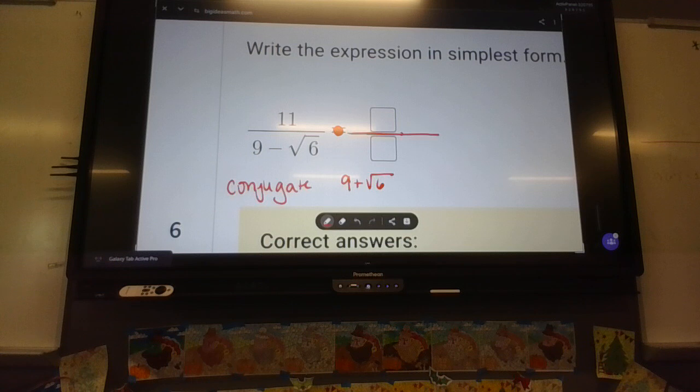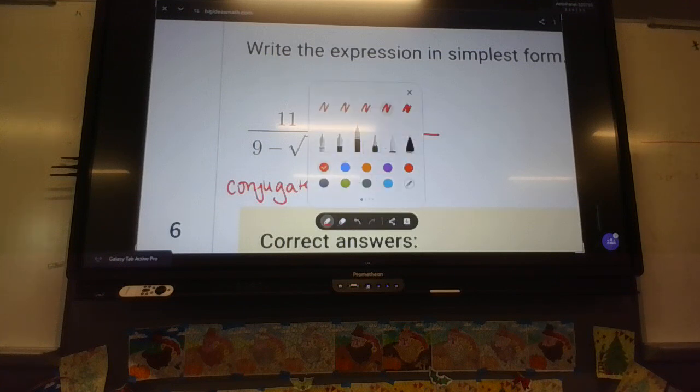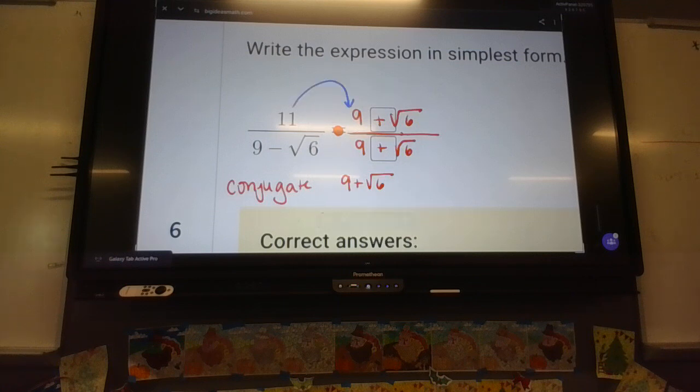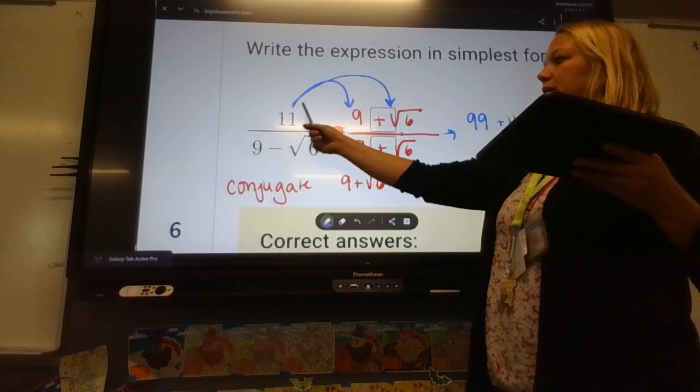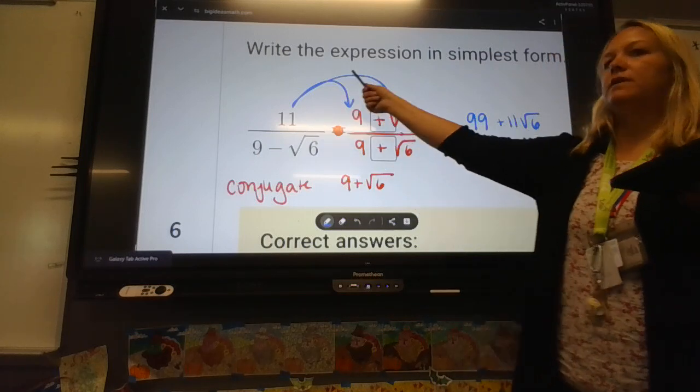Big fraction, 9 plus square root of 6. And now I'm going to use the distributive property. 11 times 9 is 99. 11 times the square root of 6. Now the 11 is a regular number, the 6 is under a radical, so this would be 11 in front and the 6 stays. Because they're not the same type of number, you can't actually multiply them. The 11 lands in front.